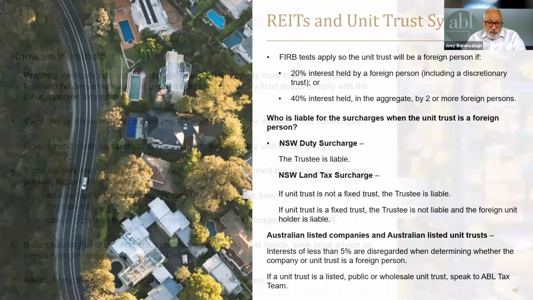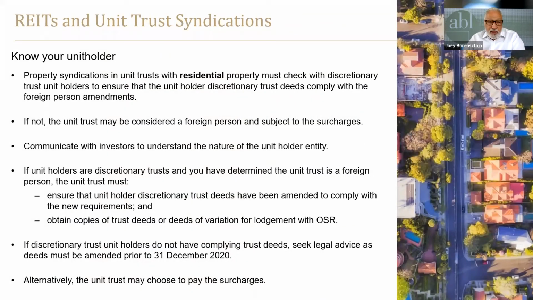Okay, so what should REITs and unit trust syndications do? They really need to know who their unit holders are. Property syndications in unit trusts with residential property must check with the discretionary trust unit holders to ensure that those unit holder discretionary trust deeds comply with the foreign person amendments. If not, the unit trust may be considered a foreign person and subject to surcharges if they meet the thresholds. You need to communicate with your investors to understand the nature of their entity.